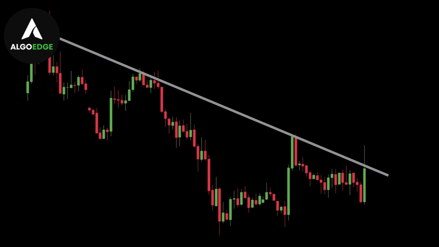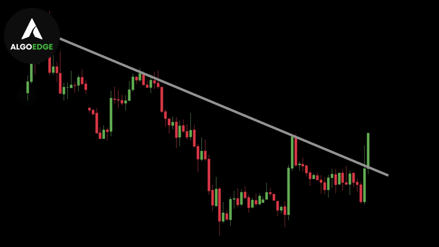The first step is to draw a valid trend line. The second step is to wait for price to break through that trend line. Now, in order to determine whether the breakout is genuine or just a fake breakout, we need evidence that the downtrend is actually losing strength. One of the best ways to do that is by analyzing market structure.